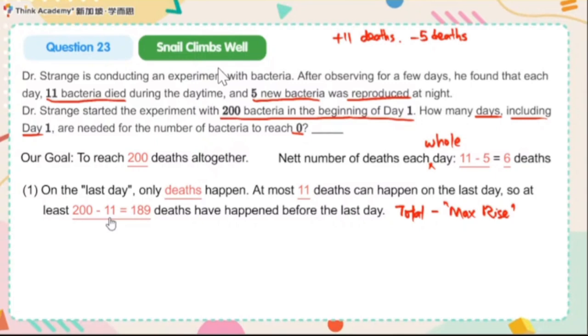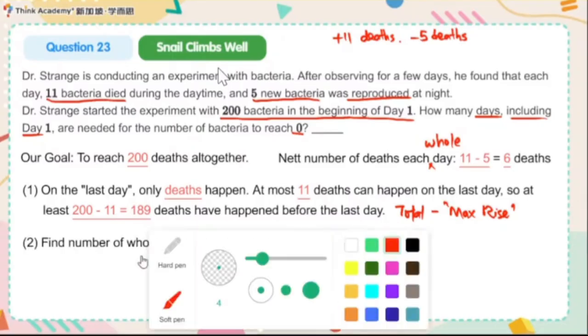Okay, so you take the total number of deaths you need minus how many deaths you can increase at most in a single day. So 189 deaths must have happened before the last day, at least. The minimum height is that.